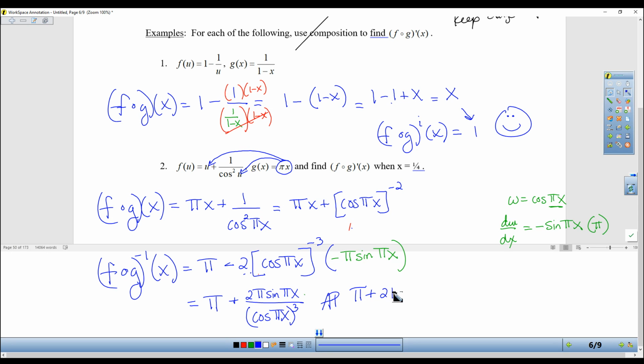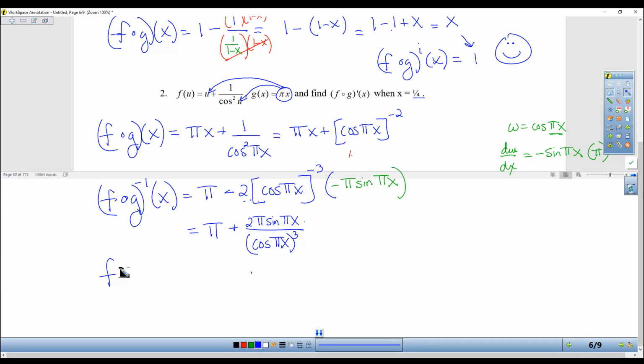1 plus 2 pi tangent of pi x secant squared of pi x. Where did they get that? One of the sines over cosines makes the tangent, and then the other two cosines that are left can be written as secant squared. So, little note, multiple choice is going to be tricky on the AP exam because they're going to give you annoying answers that you're going to have to puzzle out. Okay, but they want f of g of x at x is equal to 1/4.